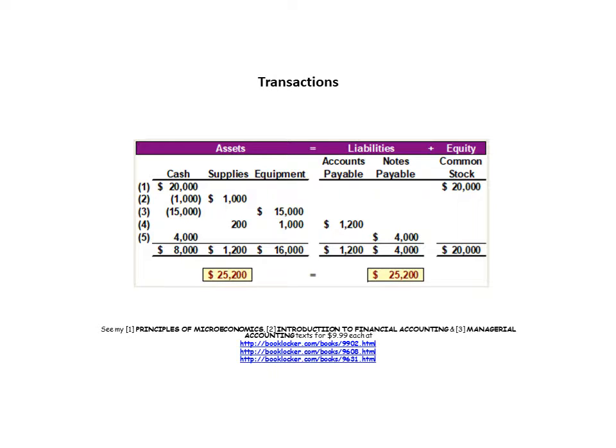What you want to pay attention to in each transaction is that each and every transaction, A equals L plus E. Assets equal liabilities plus equity. You should get to the point in your first chapter of an introductory financial accounting course where you can simply look at these numbers and the categories and the classification, and you should be able to figure out what the transaction is. I have, again, skipped the explanation of the transaction.